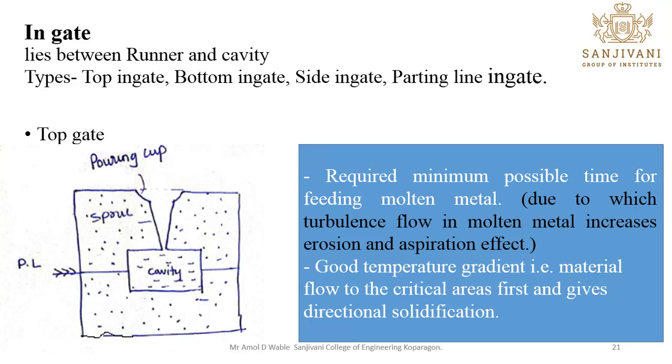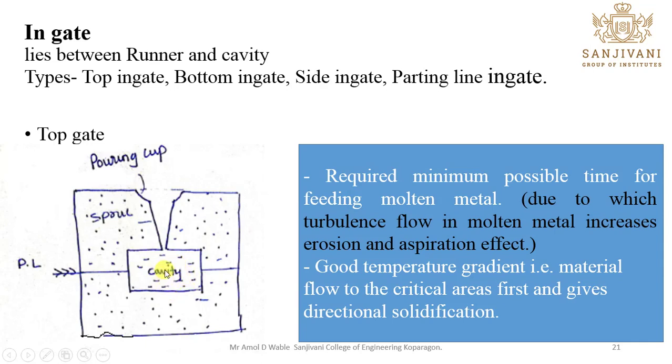So in top gate you will see this figure. This is a drag part which is downward. This is a cope. This is the cavity. This is a parting line which separates the top half and bottom half, or you can call it drag and cope, of your mold. This is a sprue. This is a pouring basin. If you see, the sprue is directly connected to the cavity, and here there will be a gate. So as you pour the molten metal into the sprue, it will be fed directly into the cavity.